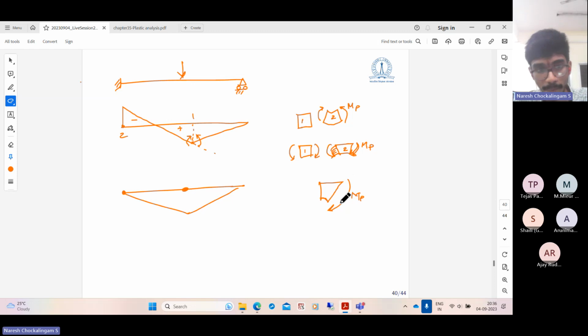So the direction of MP is determined only from the sign of the bending moment diagram. That has got nothing to do with the beam rotation or anything. So in the case of a propped cantilever where you have a hogging moment, mark MP like this. And where you have a sagging moment, mark MP like this. If it is sagging, it is like this, and if it is hogging, it is like this.